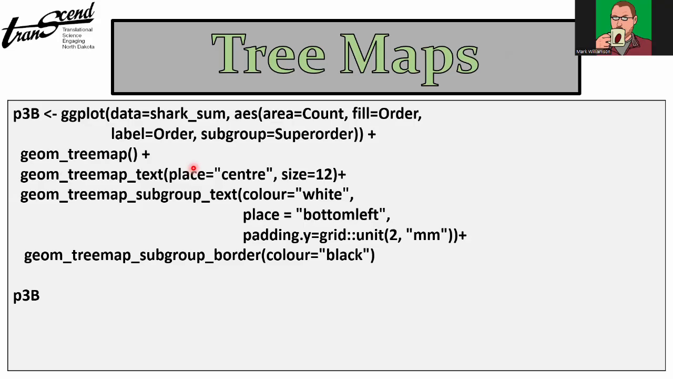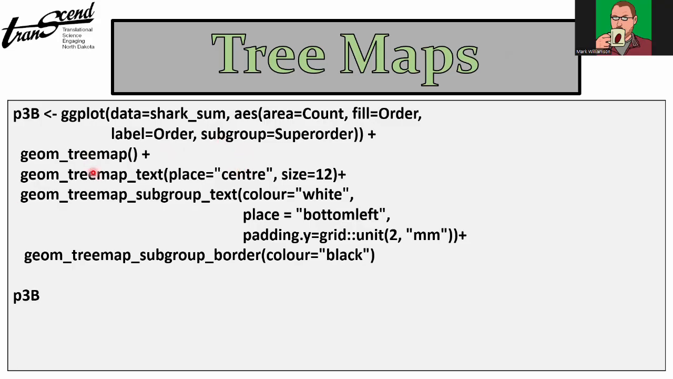And then I can use ggplot. Now this is going to be slightly different because I'm going to utilize the subgrouping here. Still pulling the data I want. Under aesthetics, area is going to be count again, because that's going to be the numerical counts. Fill is going to be order. Label is going to be order, but then the subgroup is going to be super order.